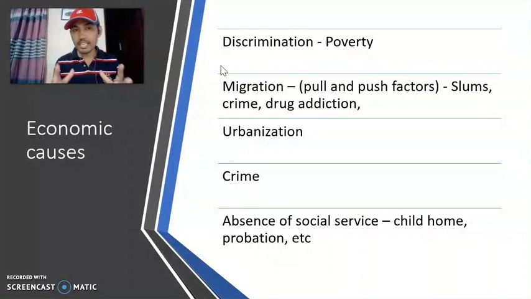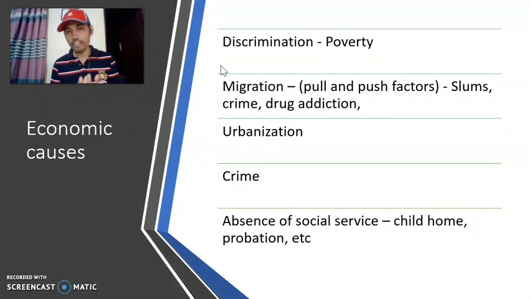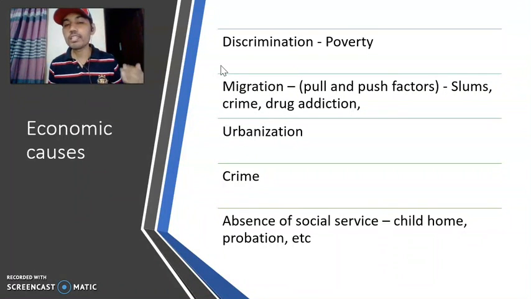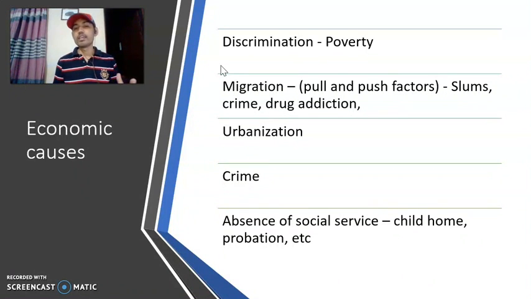Migrations. In a society, even in our society, there are some push factors for the rural people. Maybe there is riverbank erosion, maybe there is a drought, maybe they don't have a proper irrigation system, maybe there is a disaster. As a result, due to these push factors, the rural people sometimes migrate to urban areas.